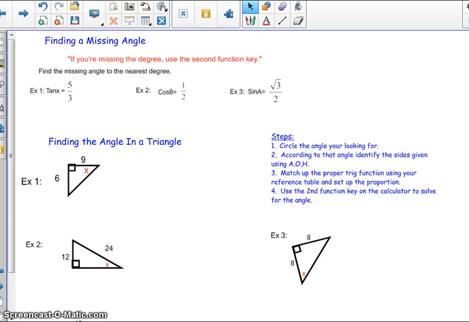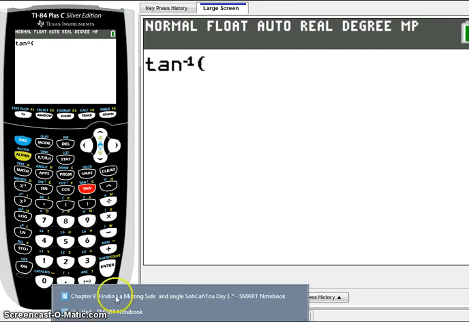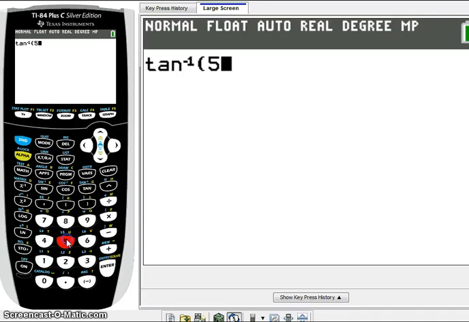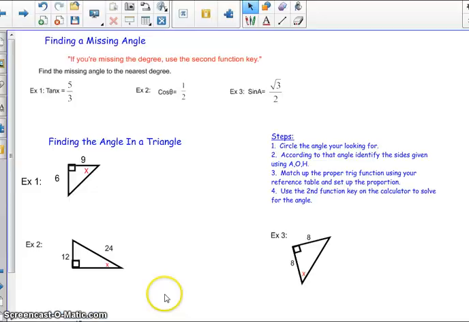So all we're going to do is we're going to hit now second tan. Okay, so we're going to go to your second tangent button. And now we just type in whatever your fraction is. We're just going to type in 5/3. So we're going to type in 5/3 after that. Okay, let's go nearest degree for all this stuff. So we get 59 degrees. Okay, so this one's going to be x equals 59 degrees.